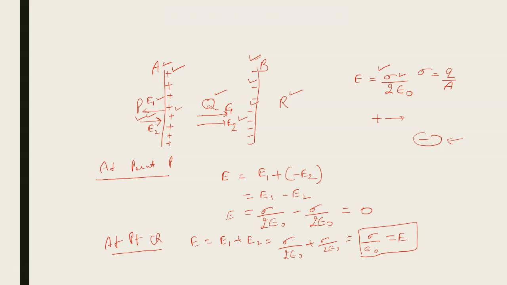There is another point towards the right hand side of both the plates, at point R. Again, what will be the direction of E1, the electric field due to positive charges? Yes, you are thinking right. The direction is away from the positive charges and normal also. So E1 is along this direction.